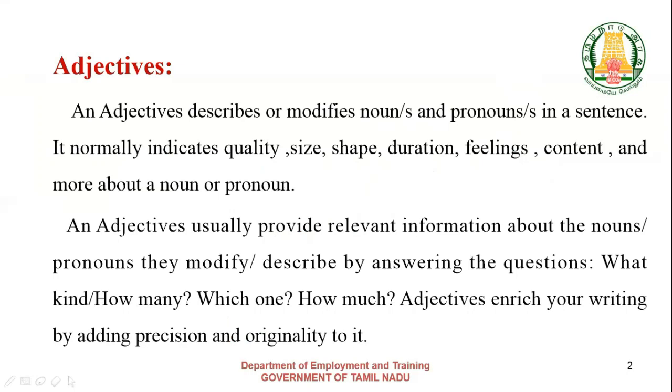Okay, adjectives. Actually, adjectives describe and modify a noun or a pronoun in a sentence. It normally indicates quality, size, shape, duration, feelings, content, and character about a noun or a pronoun. Usually, an adjective provides relevant information about the nouns and pronouns they modify or describe by answering questions like what kind, how many, which one, how much. Adjectives enrich your writing by adding precision and originality to it.